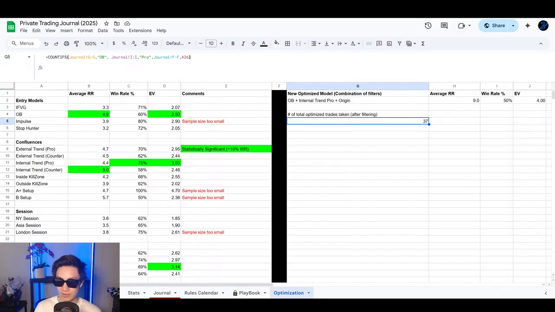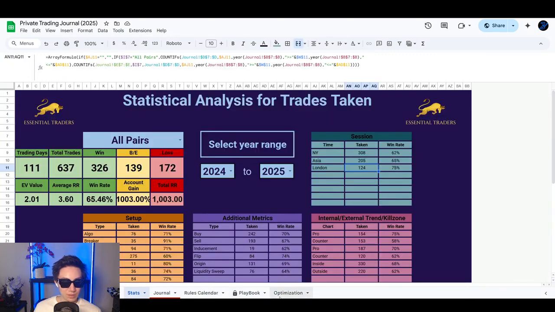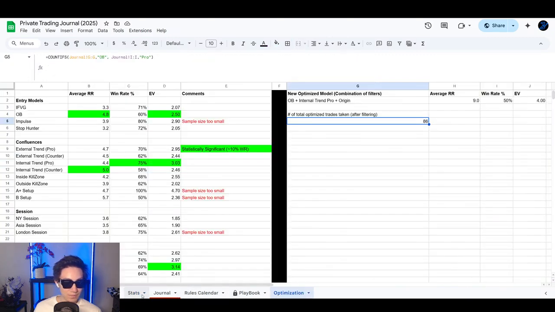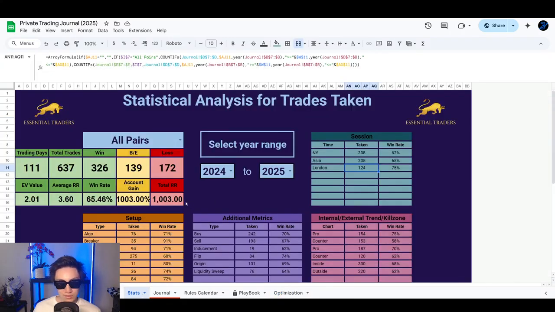So we'll see whether or not it is, 37 out of, again, 37. It's not going to be many trades, guys, so something you want to just keep in mind. If you just get rid of Origin, for example, you're already up to 86. And this should be correct. If my logic here is wrong, guys, let me know. 86 trades basically where we take the OB entry model with the internal trend being pro. So 86 out of 637 trades where I've done that.